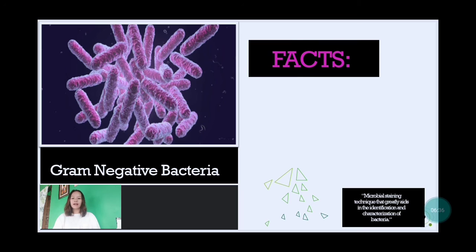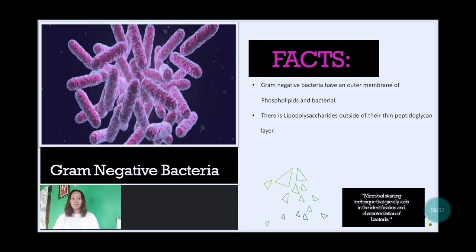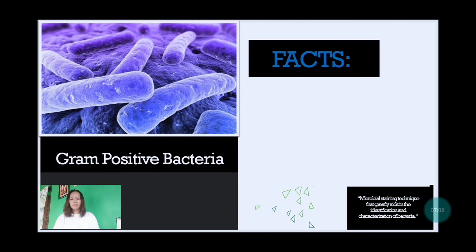Gram-negative bacteria are bacteria that do not retain the crystal violet stain in the Gram staining method of bacterial differentiation. They have an outer membrane of phospholipids and bacterial lipopolysaccharides outside of their thin peptidoglycan layer. The space between the outer membrane and the peptidoglycan layer is called the periplasmic space.